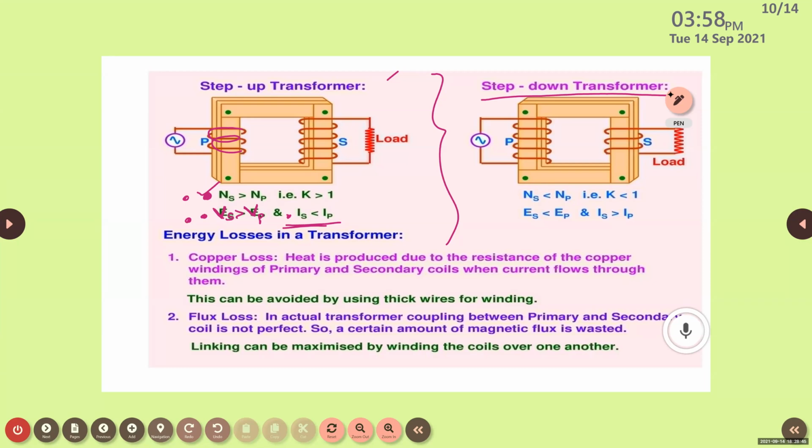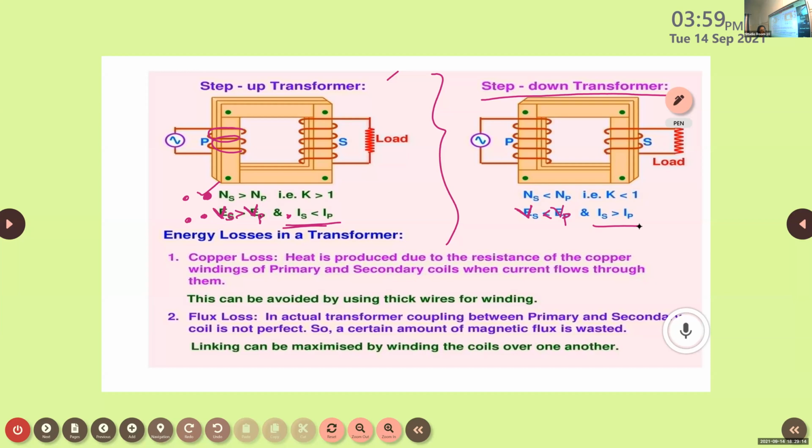Here, the number of turns of the secondary coil is less than the number of turns of the primary coil. NS is less than NP. Similarly, VS is less than VP. The voltage or potential of the secondary coil is less than that of the primary coil. But the value of current, IS, is greater than IP. Exactly opposite to that of the step-up transformer.